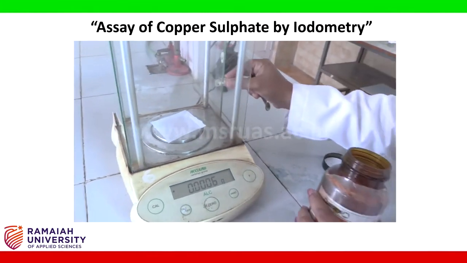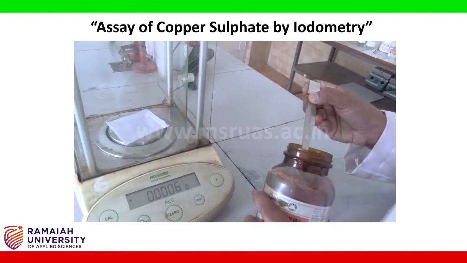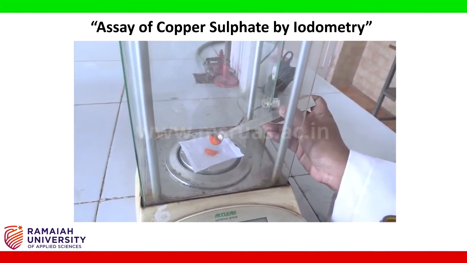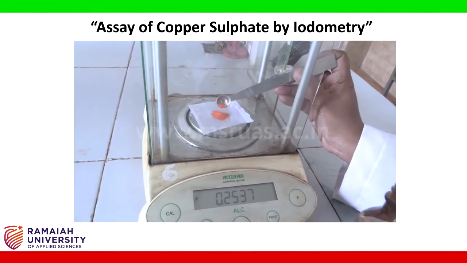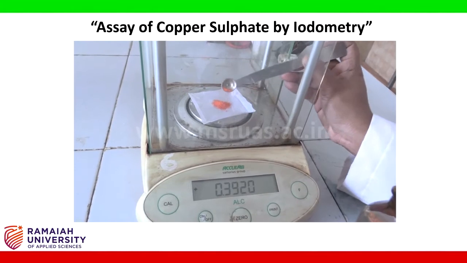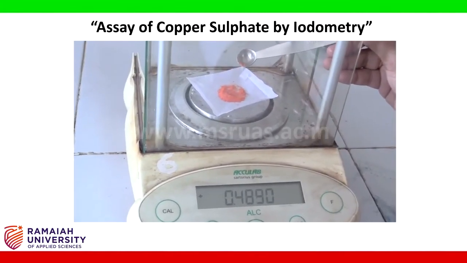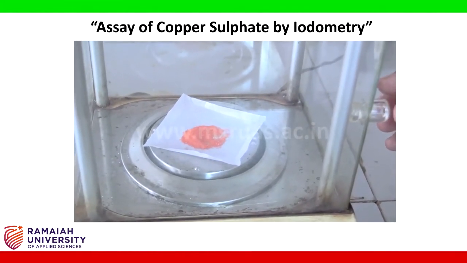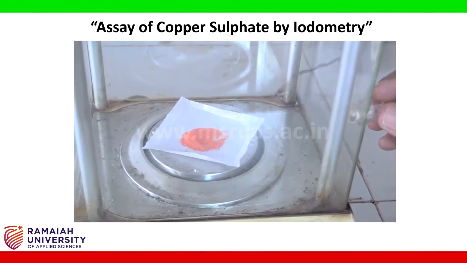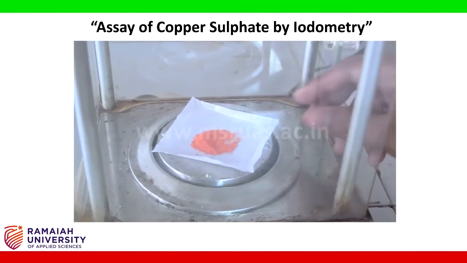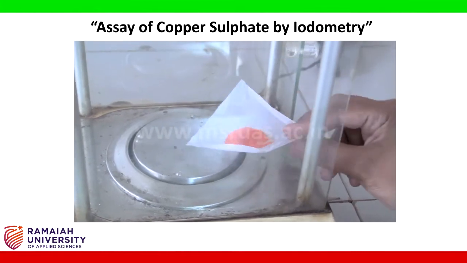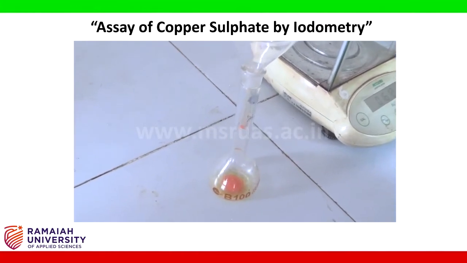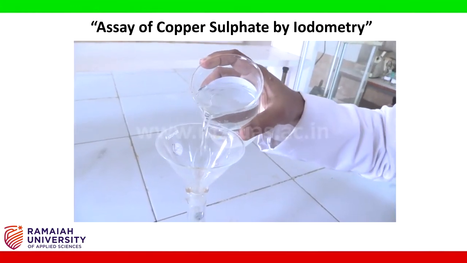Then add the sample, 0.49 grams. After weighing 0.49 grams of potassium dichromate, it is transferred into 100 ml volumetric flask using funnel. Make up to the mark by using distilled water.